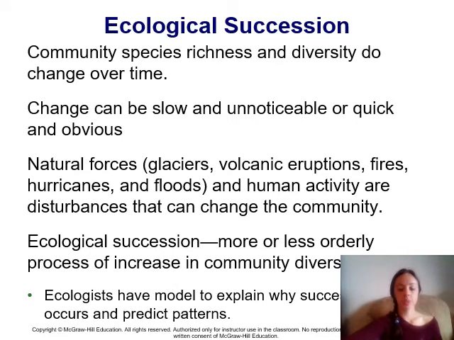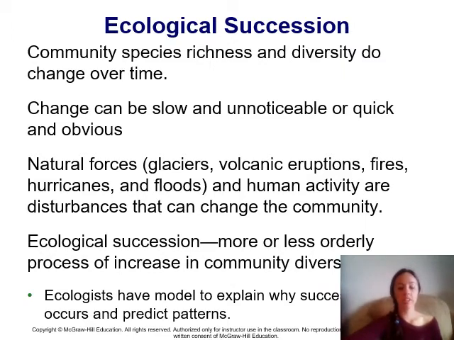The species richness and diversity of a community will change over time. This change can either be slow or quick. Natural disasters and human disturbances, like a dam in a river, could change the species richness and diversity pretty quickly. Lake Erie has changed a lot over the past century due to the introduction of various invasive species, like zebra mussels and round gobies.